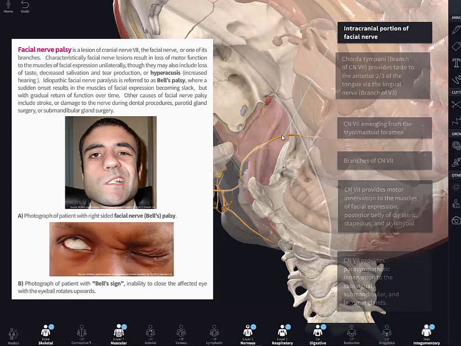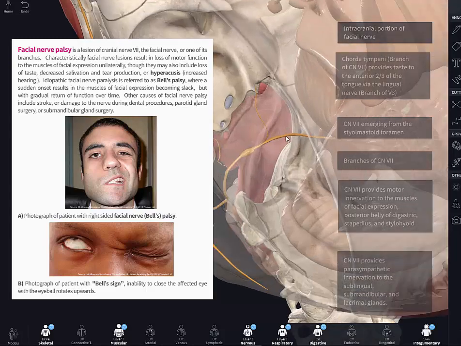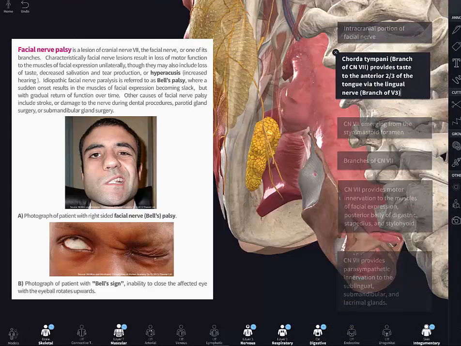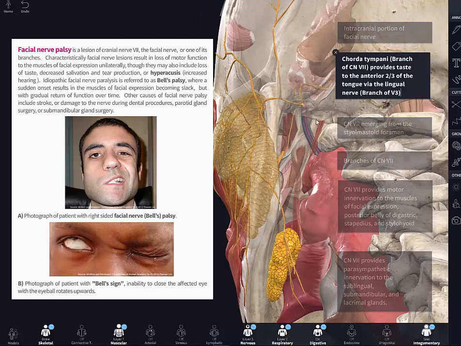Here's your intracranial portion of the facial nerve. Then very importantly you have the chorda tympani, which is this little branch that comes off of here, and it will join the lingual nerve, which is part of V3, or the trigeminal nerve. The lingual nerve will then go to the tongue, but it is taking with it fibers that have actually come from the facial nerve. And these fibers are going to be taste fibers, but also presynaptic parasympathetic fibers.